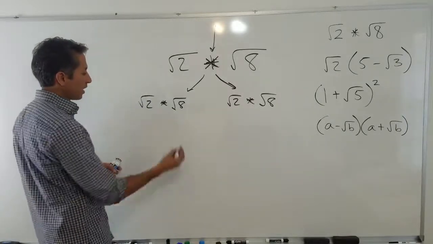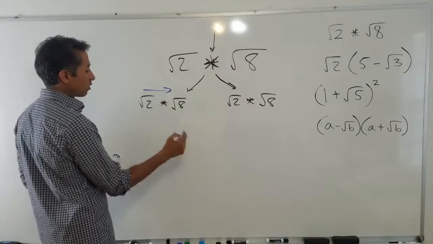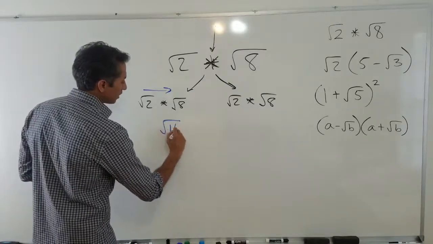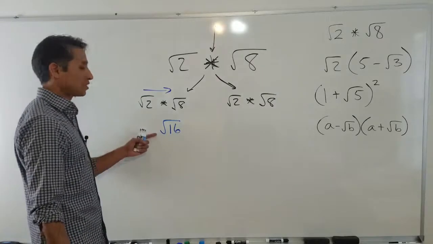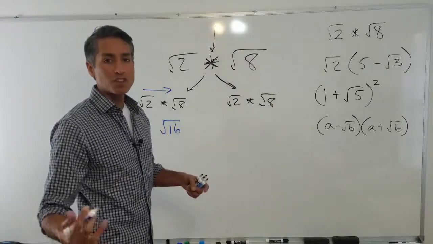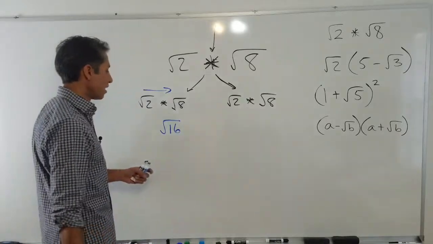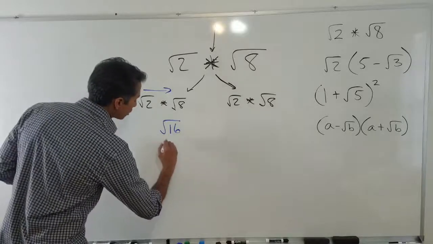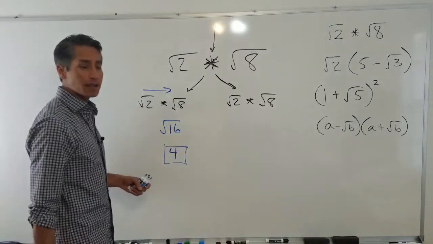So over here we have square root of 2 times square root of 8. Well, we could just multiply straight across. Square root of 2 times square root of 8 is the square root of 16, okay? And then maybe you notice, oh yeah, 16 is a perfect square, right? And again, you can check these in your calculator if you're not sure. But we could just notice that 16 is a perfect square. Therefore, the square root of 16 is just 4, okay?